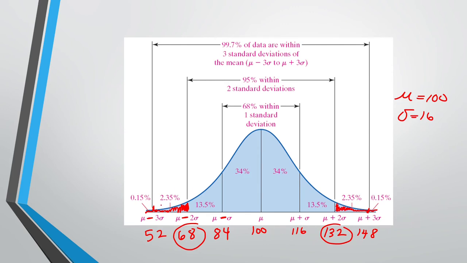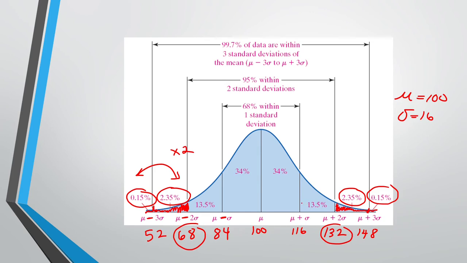So I could do this several different ways. I could add up 0.15, 2.35, and then add 2.35 and 0.15 to get the area. That is one way to do it. Another way would be just to do one side and then multiply by 2 since they're symmetric on both sides.